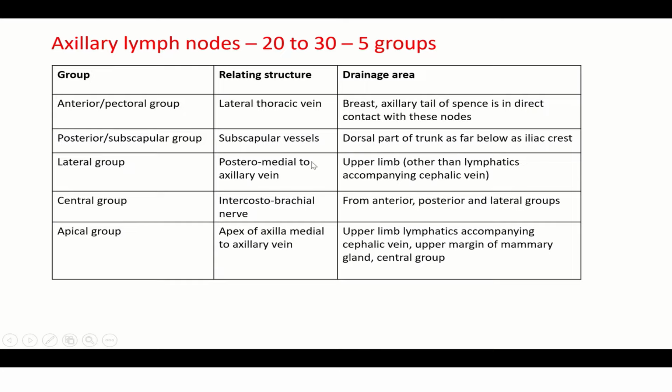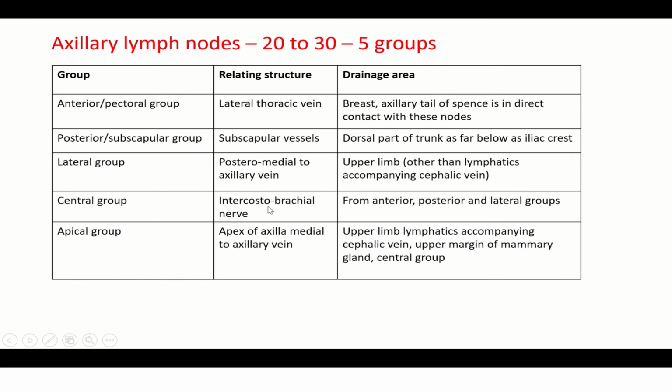And the lateral group is located posteromedial to the axillary vein. It receives lymphatics from the upper limb, except those which accompany the cephalic vein. The central group receives lymphatics from all these three groups, anterior, posterior, and lateral.